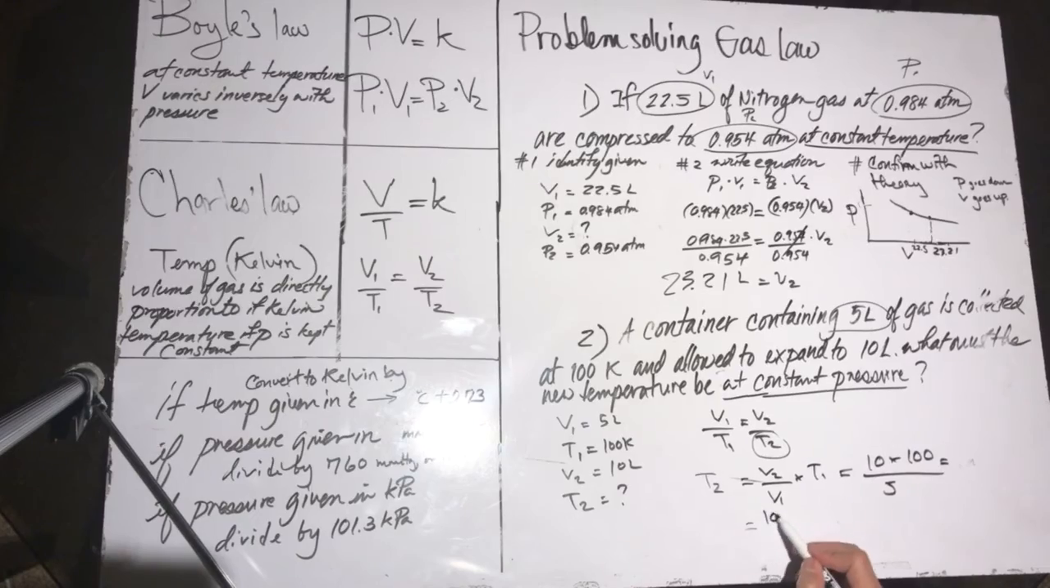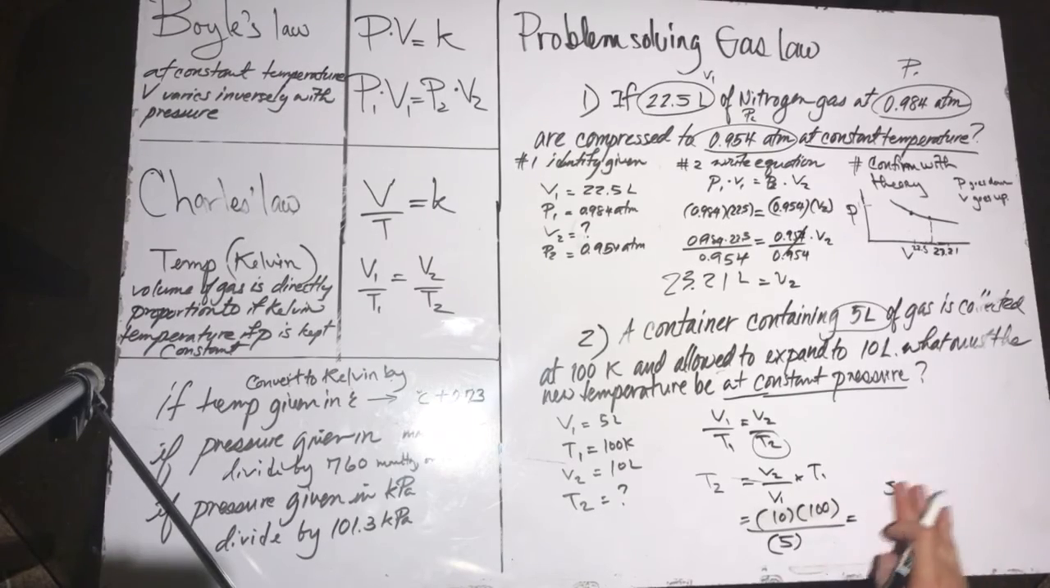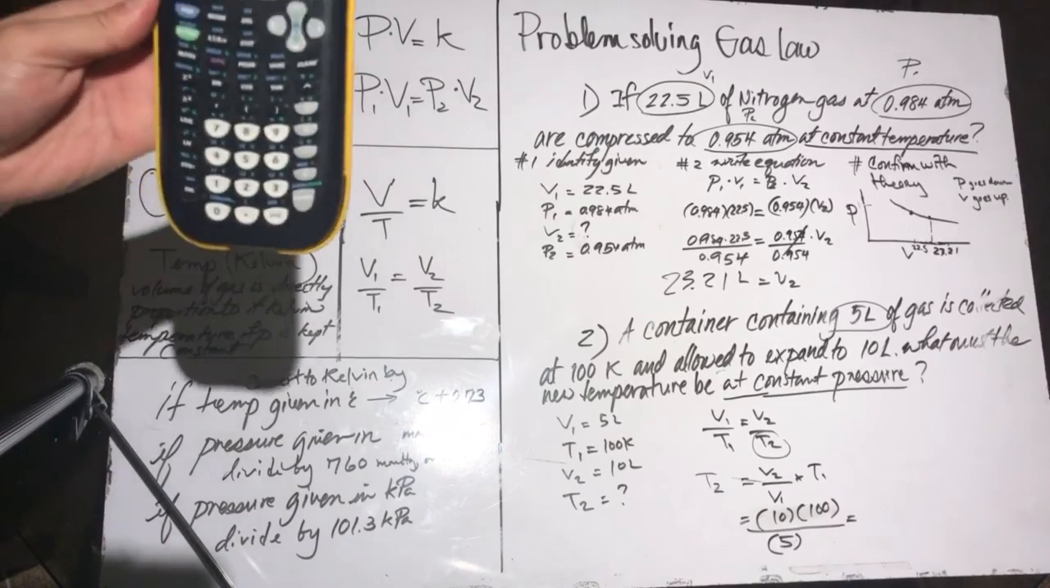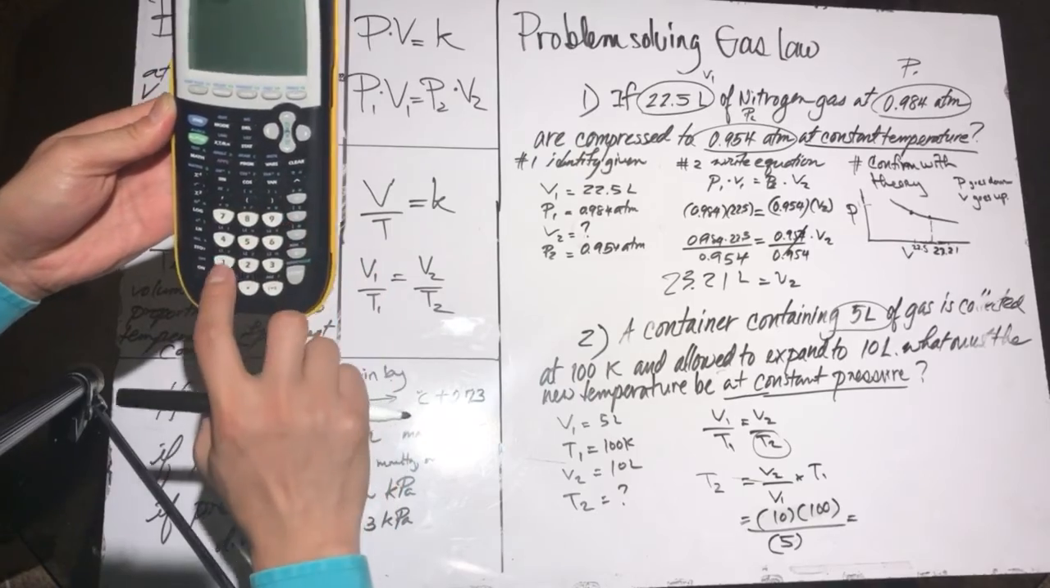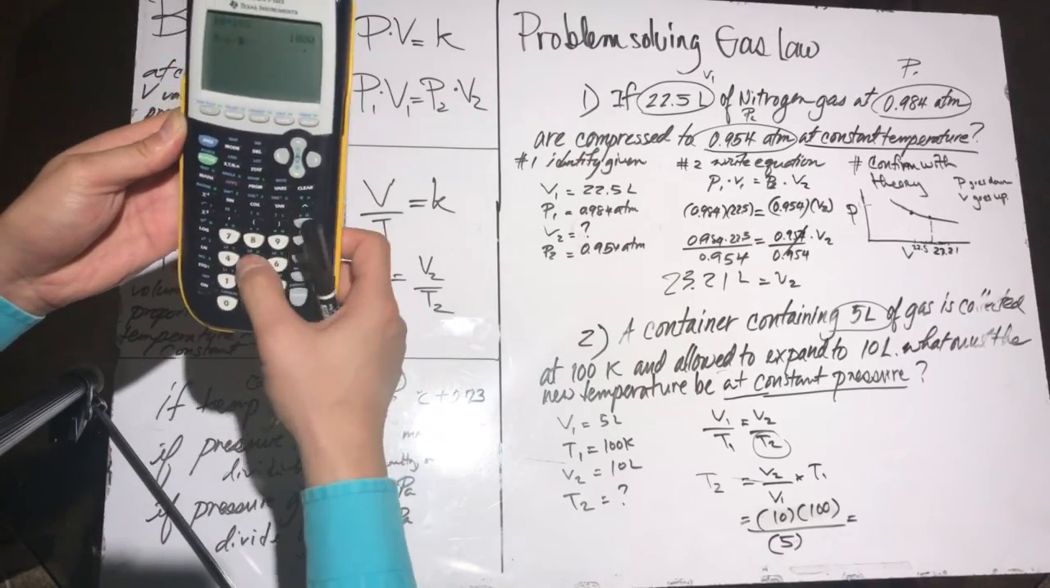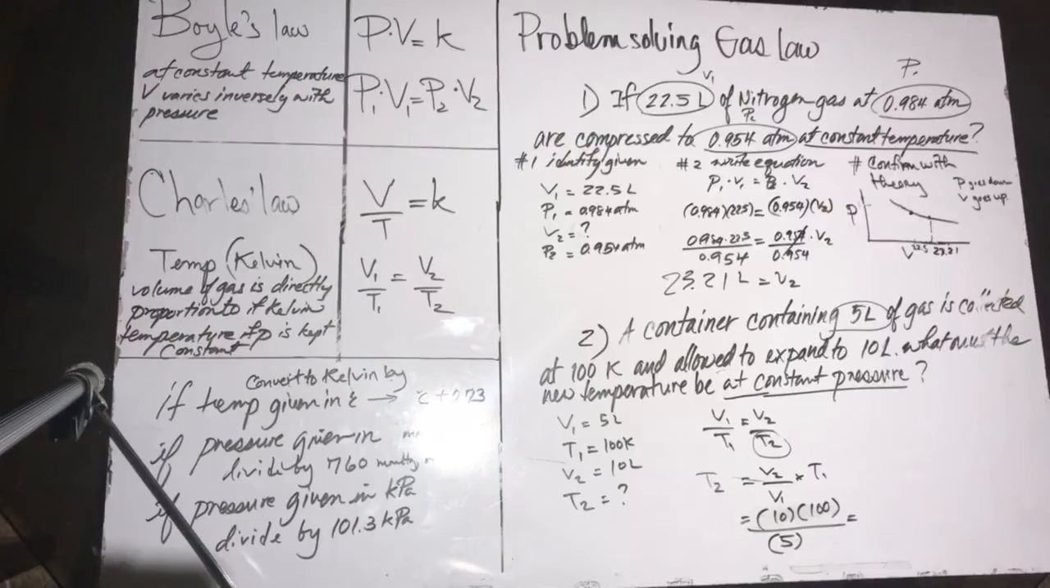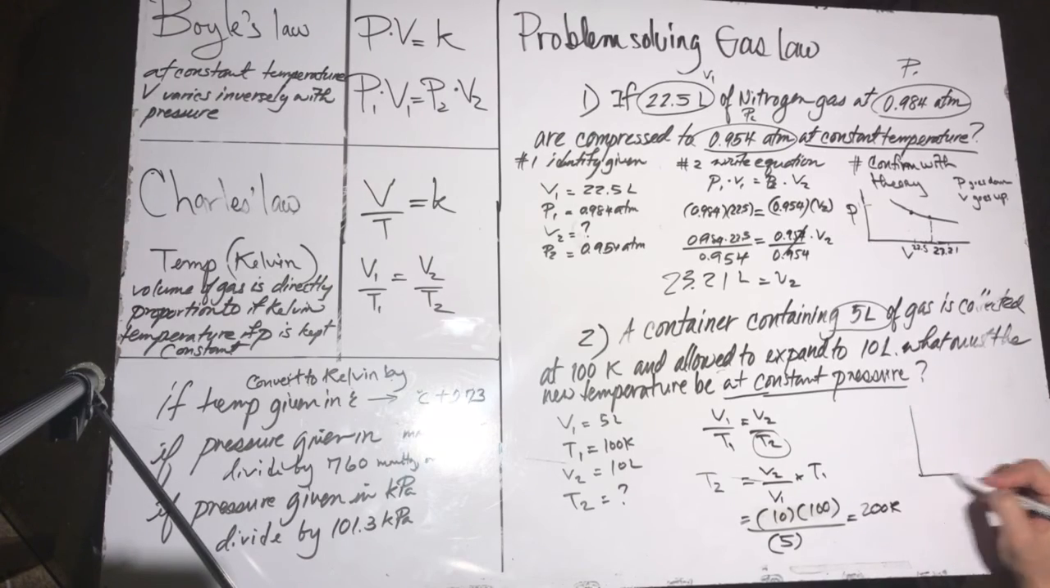So that makes it, I'm putting it right here, 10 times 100. Let's do it again. 10 times 100 divided by 5. That should give me 200. 200 Kelvin. So step 3, let's look at the graph.